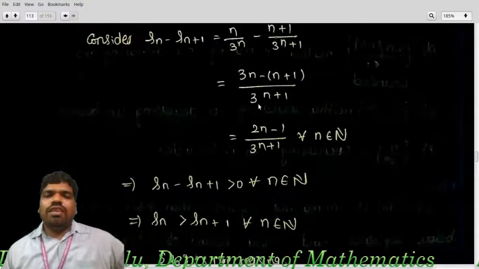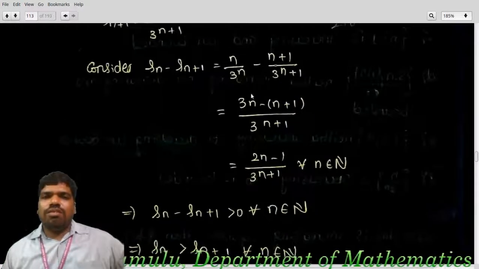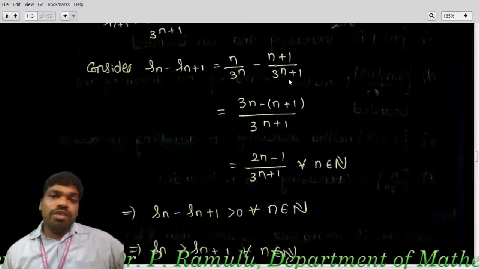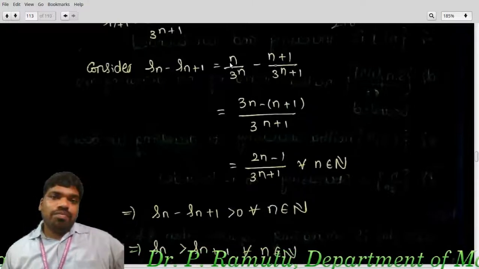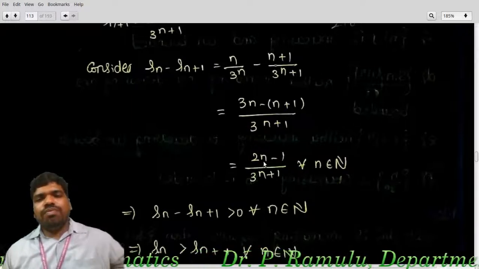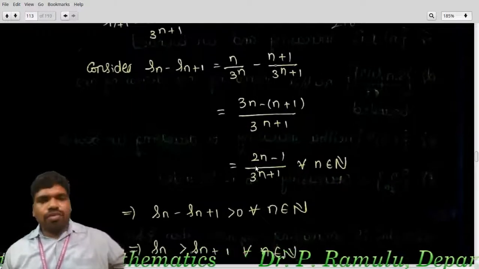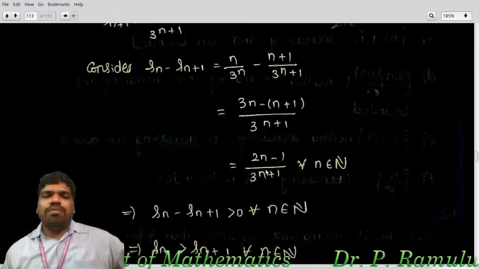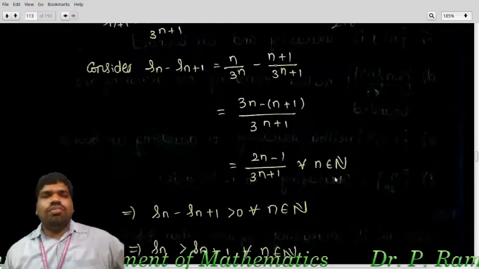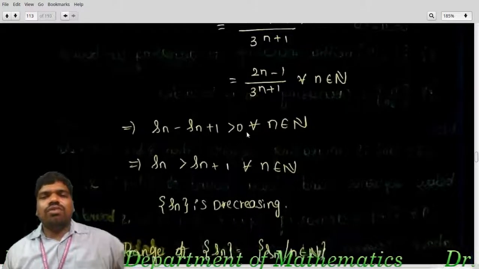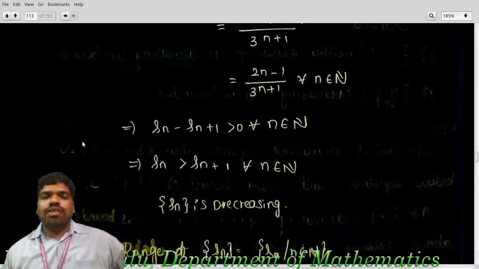If I simplify, you will get 3 power n already there, 3 power n into 3, so 3n minus n plus 1, that is equal to 2n minus 1 by 3 power n plus 1 for all n belongs to N. Which implies Sn minus Sn plus 1 is greater than 0 for all n belonging to N.